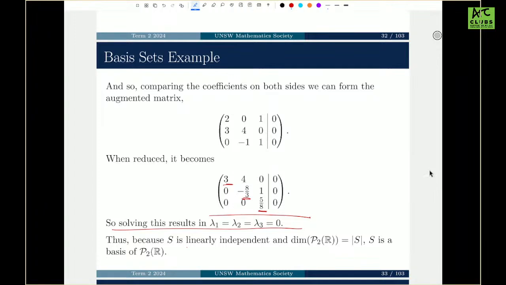So we get linear independence, and we get this. By our previous lemma, we have that it's a basis.